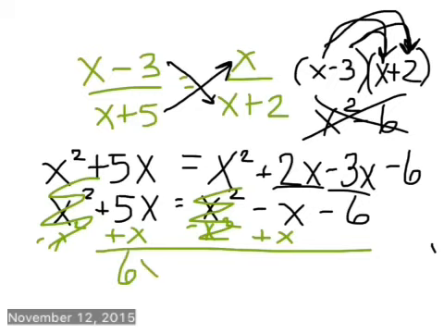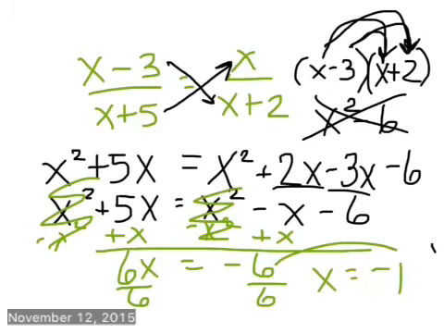6x. Then what? What is negative 6 divided by 6? Is that answer okay to have? If you plug it into the original problem, negative 1 plus 5 is 4, and negative 1 plus 2 is positive 1, so we're good. If that would have been a 0 down in the bottom, then we're not so good.